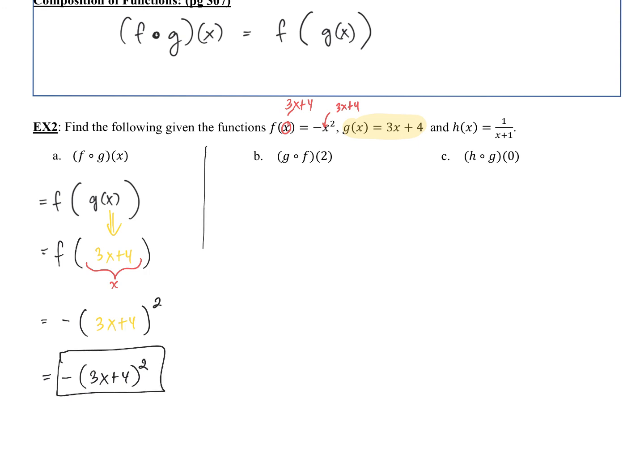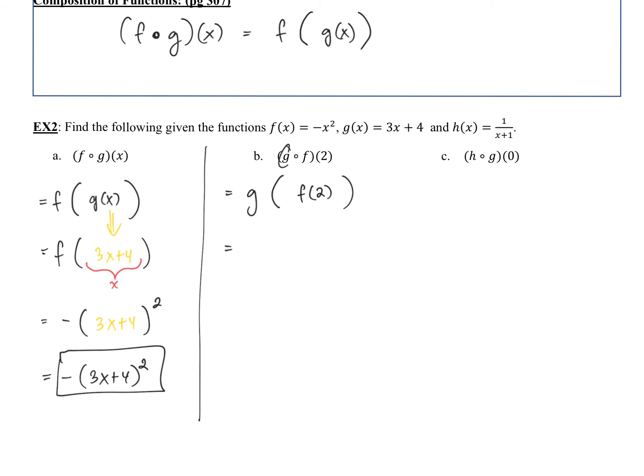All right, let's take a look at b. b is g of f of 2. So now, since g is first, we're going to actually be inputting f inside of g. So that'll be g of f of 2. Well, what is f of 2? We could figure that out on the side, or we can do that inside the entire problem. The first time we do this, I'll figure it out on the side, and then I'll continue it in the problem.